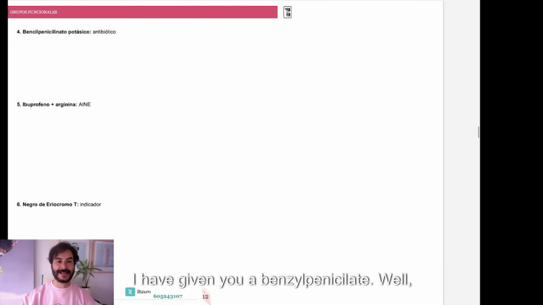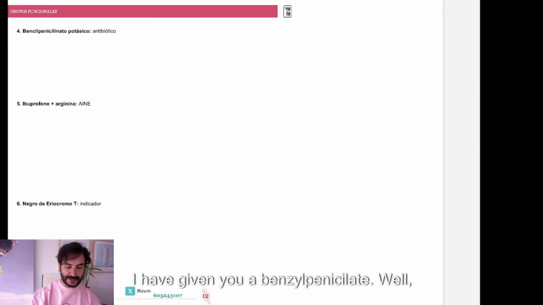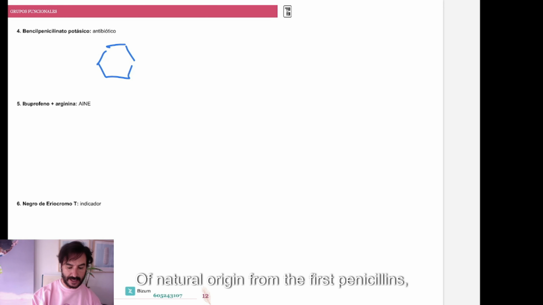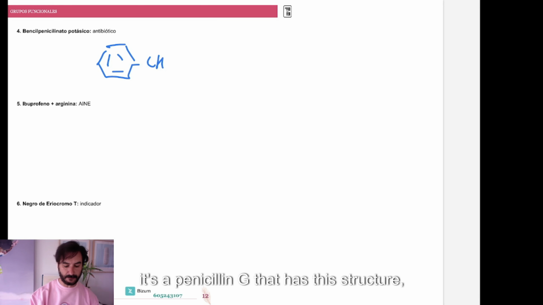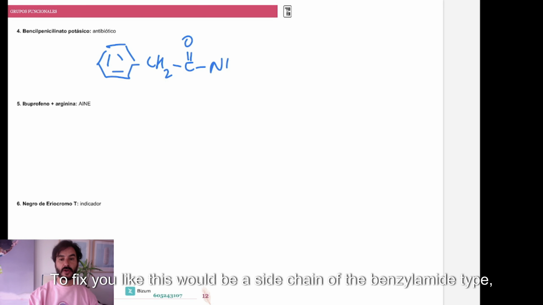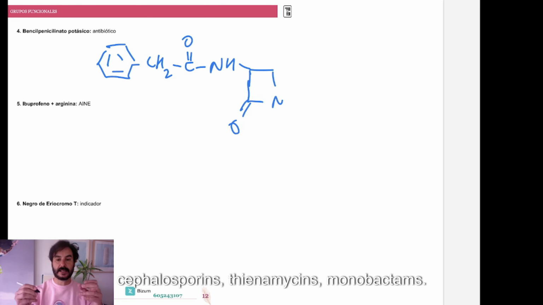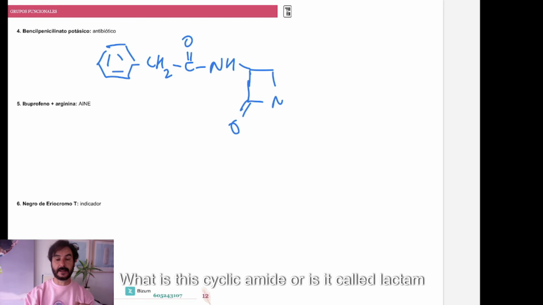I have given you a benzylpenicillin. Well, this is a penicillin of natural origin, from the first penicillins. It's a penicillin G that has this structure. It looks like this, okay? Here you would have a side chain of the benzylamide type, and the typical pharmacophore group of beta-lactams, cephalosporins, carbapenems, monobactams. What is this cyclic amide called? It is called a lactam.